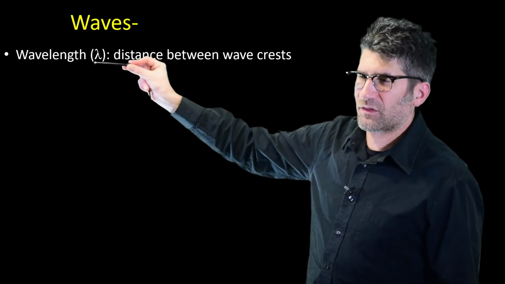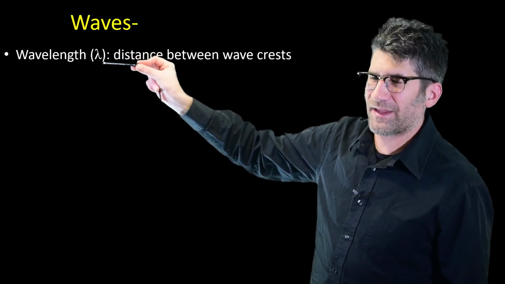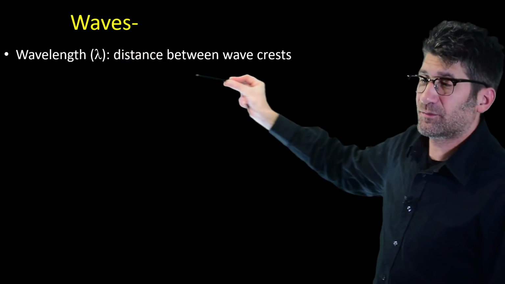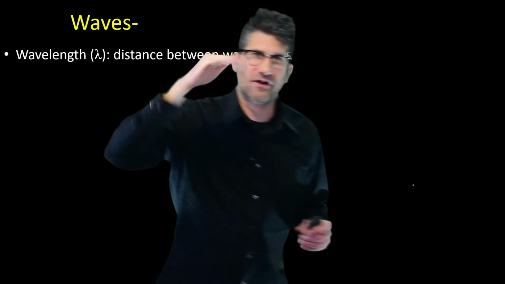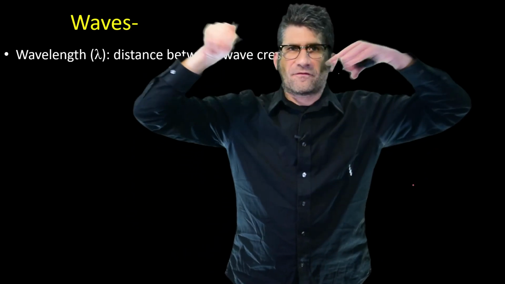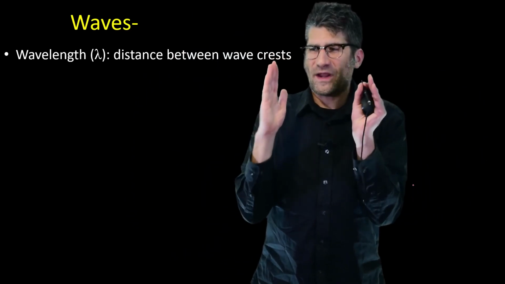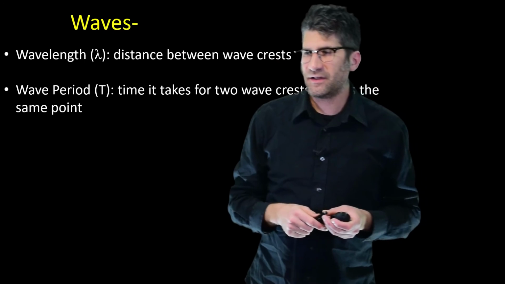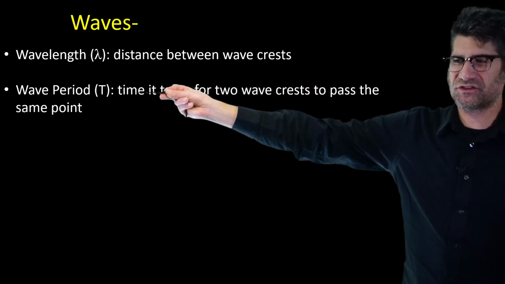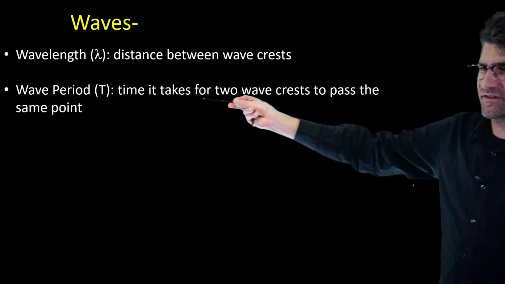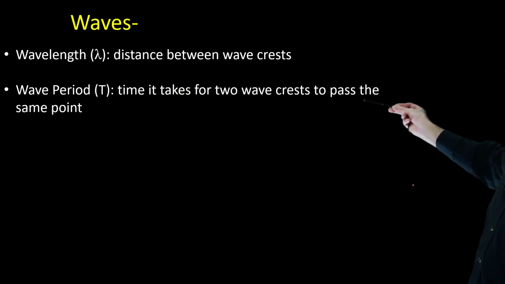Our wavelength, oftentimes represented in equations by lambda, is equal to the distance between wave crests. Wave crest to crest, that is our wavelength, represented by lambda. Next up is our wave period, which we call time T, and it's the time it takes two wave crests to pass the same point.